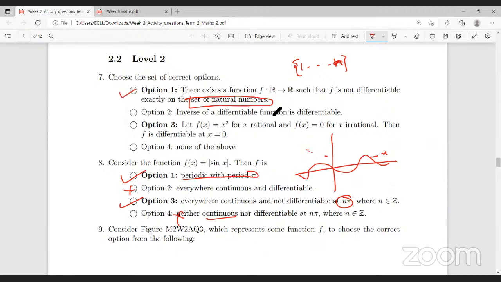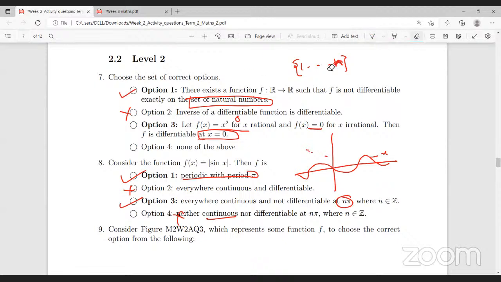Next, the inverse of a differentiable function. Option 2, the inverse of a differentiable function is differentiable, is not true. Option 3, f of x equals x square for x rational and equal to 0 for x irrational, then it is differentiable at x equals 0, right? The limit exists and is 0, so it is differentiable.